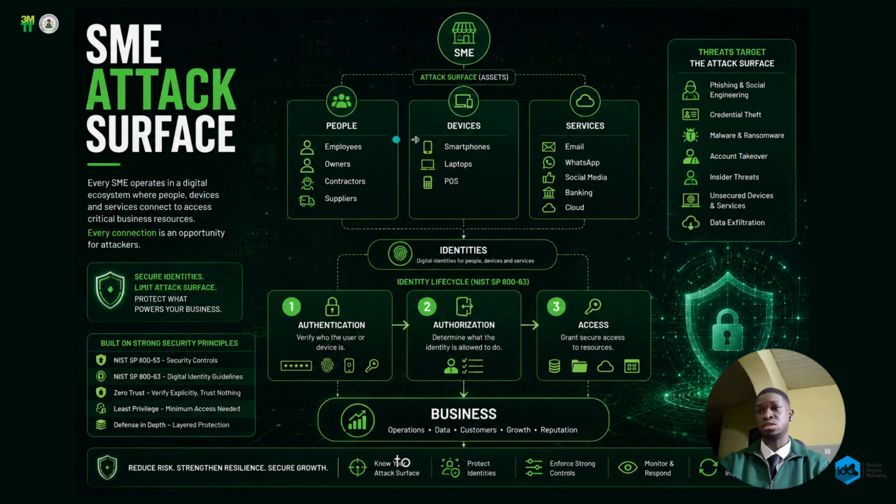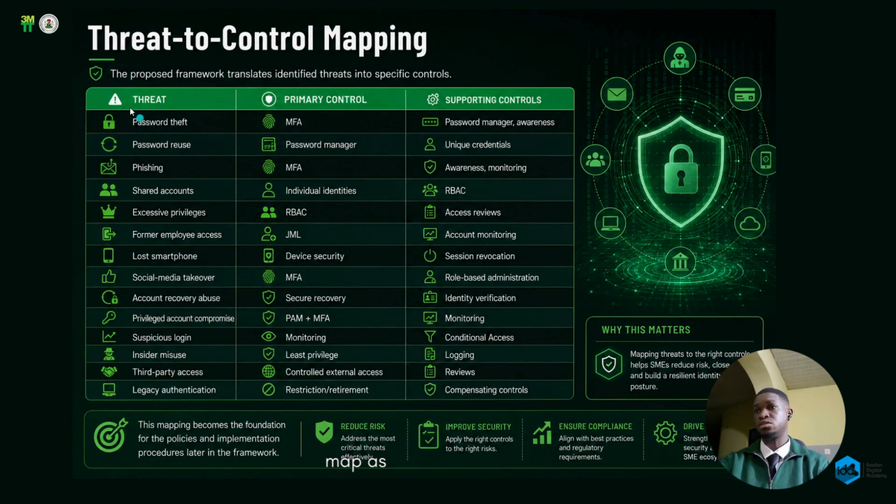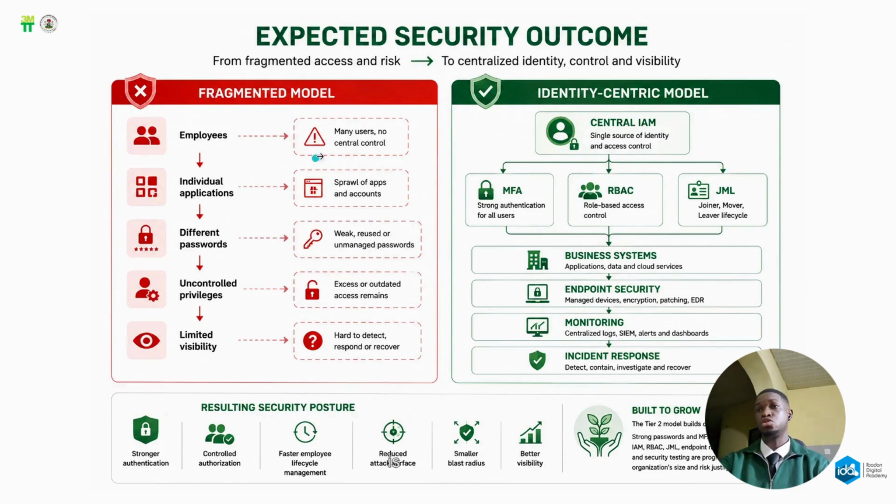We have people, devices, and services. People are susceptible to social engineering and phishing attempts. Then we also have insider threats, which are common for larger SMEs. Then we have devices, with credential theft and malware, and services that can be attacked through data exfiltration and credential theft. This is the threat-to-control mapping. As you can see here, MFA is primarily used to control password theft, phishing attempts, and social media takeover. So it's critical and very important to be implemented.